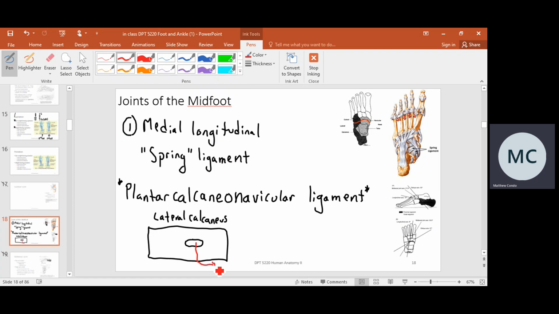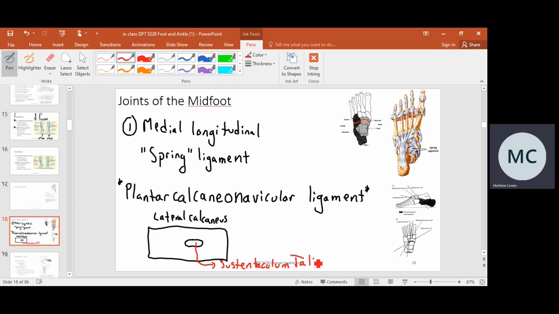This structure here is something else that's going to win you lots of points in Scrabble: the sustentaculum tali. Now the sustentaculum tali is this tiny little, looks like it's insignificant, probably going to end up on the lab final, structure on the medial aspect of the calcaneus. And the purpose of the sustentaculum tali is to provide an anchor point for the spring ligament.